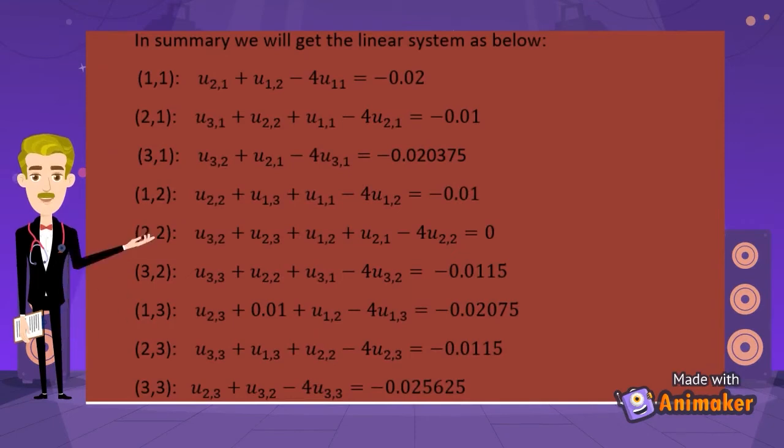Since the question only asks you to write down the 5-point formula, then this is it. But if the question asks you to solve, then you will need to continue with either the Jacobi method, Gaussian method, SOR method, or any method to solve the linear system.